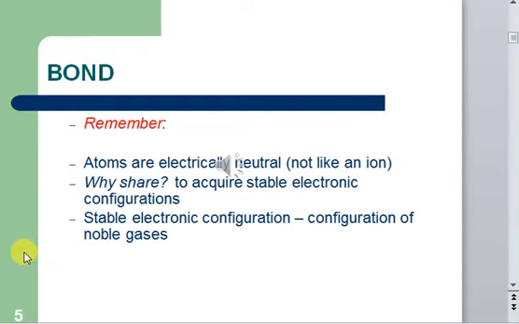right? Always remember that atoms are not like ions. Ions are charged species, atoms are not charged species. Atoms are electronically neutral, right? There is no charge on atoms. And always remember that when atoms share electrons, or gain electrons, or lose electrons, they do so in order to acquire a stable electronic configuration, right?